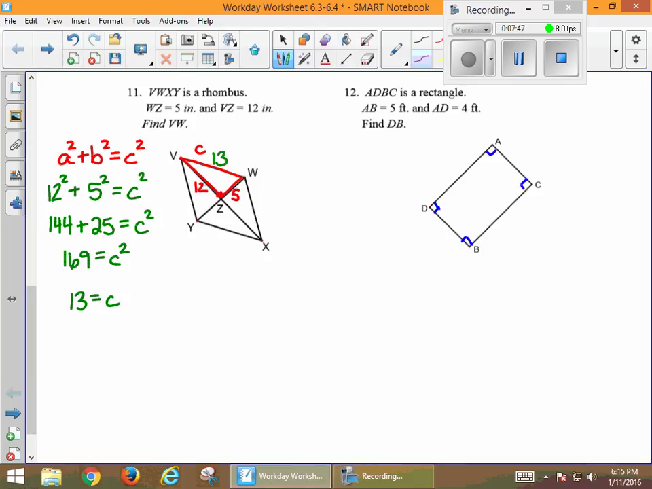We're told that AB, the distance from A to B, is 5. A to D is 4. And we want to find DB. So again, I hope you're looking at this and seeing the right triangle.